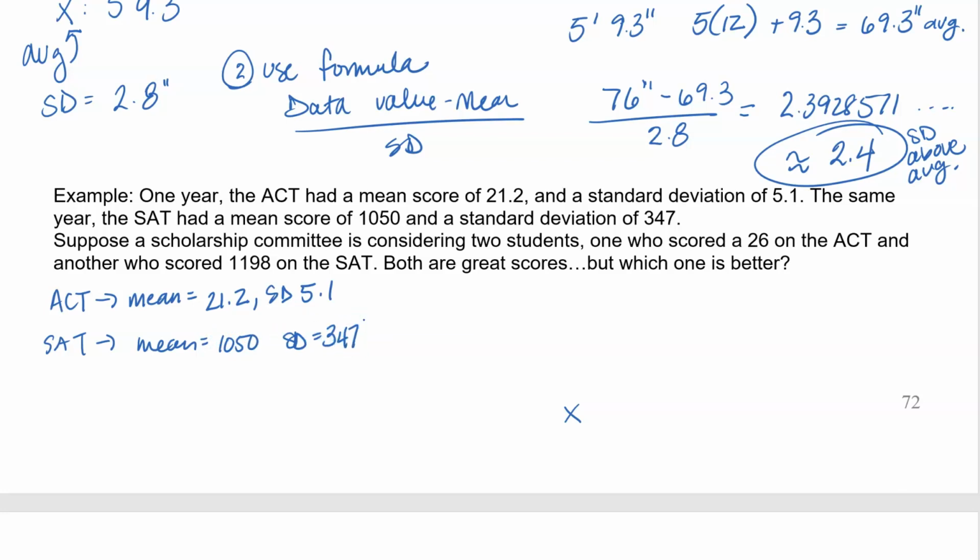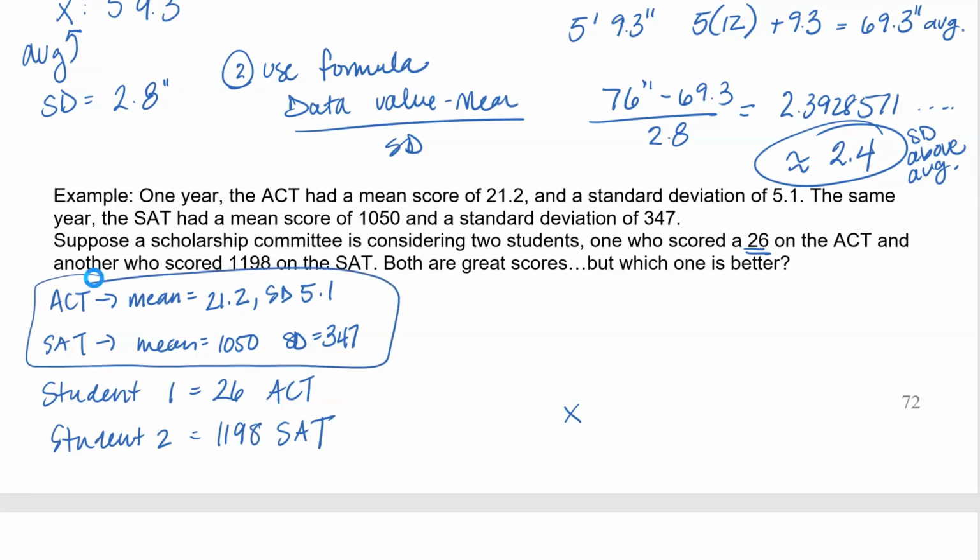347. A scholarship committee is considering two students: student 1, who scored 26 on the ACT, and student 2, who scored 1198 on the SAT. It's hard to compare these because they're different tests, but we can use the mean and standard deviation to find out exactly how many standard deviations above or below average they are, and then compare them to one another.